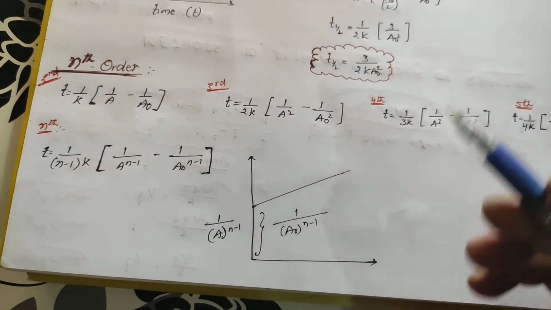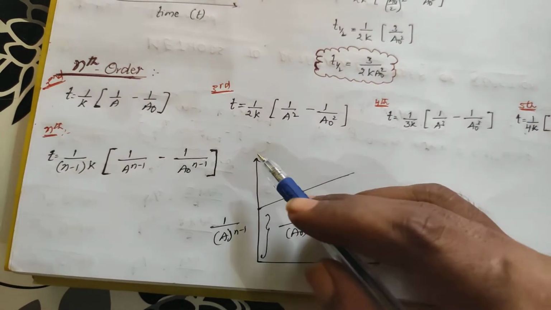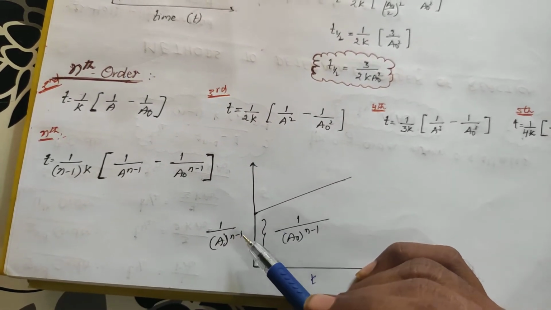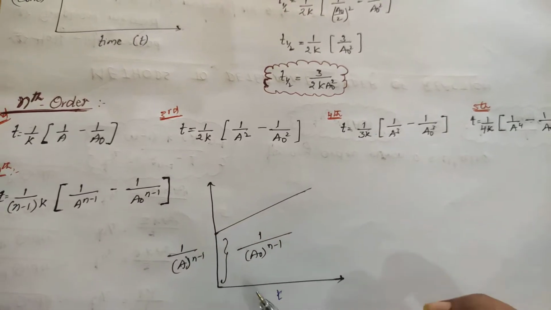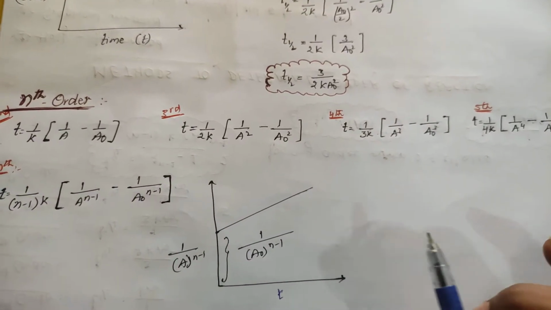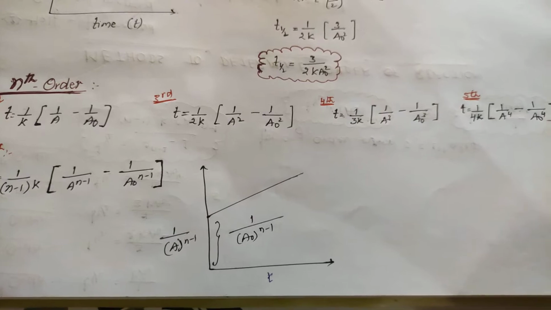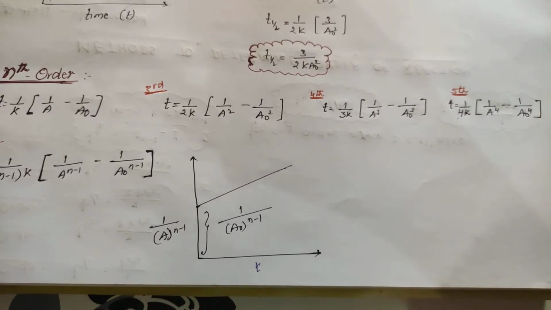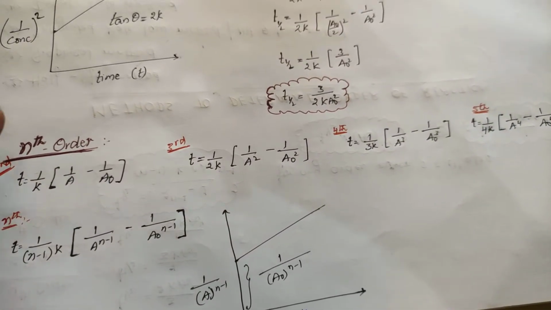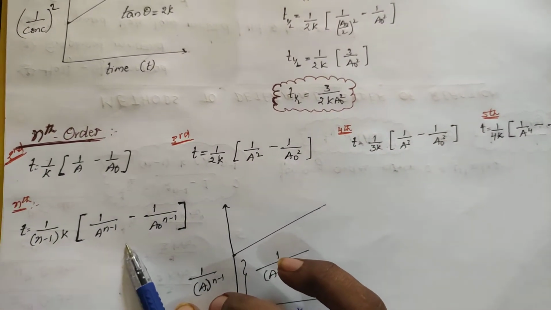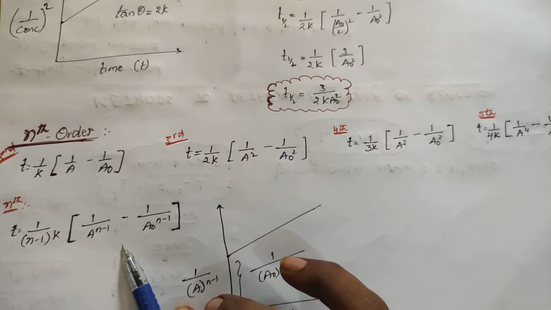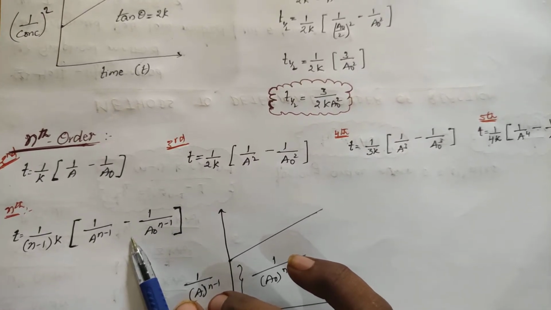So if you plot the graph of 1 by concentration to the power n minus 1 with respect to time, you will be getting this one. Tan theta will be equal to what? You will be getting the value of k into n minus 1. This is the time taken for the nth order reaction. This is the integrated rate law for the nth order.